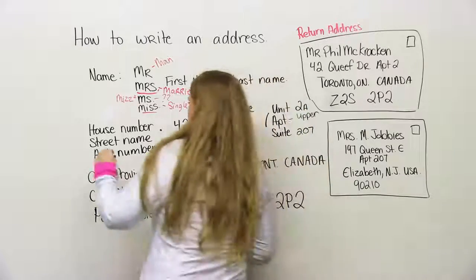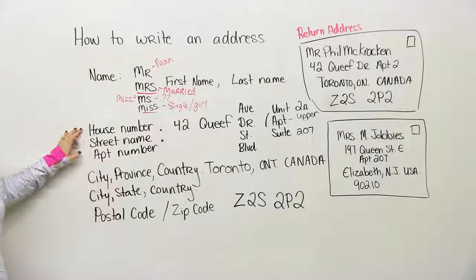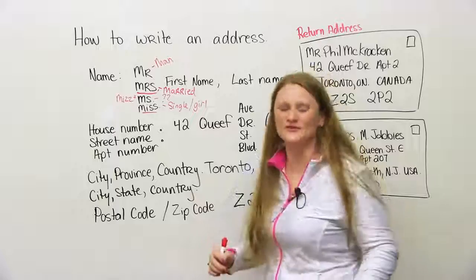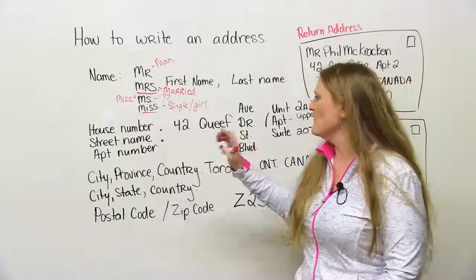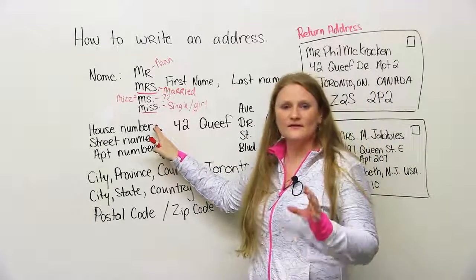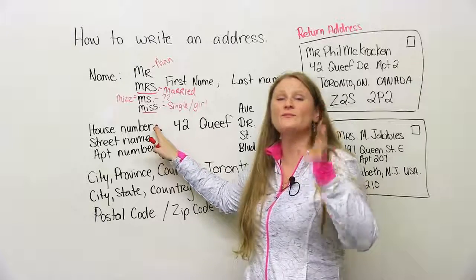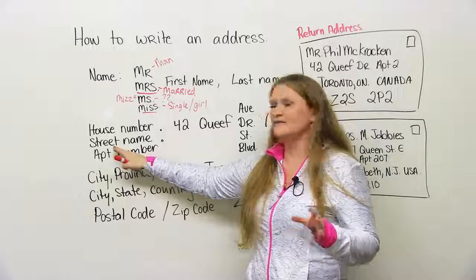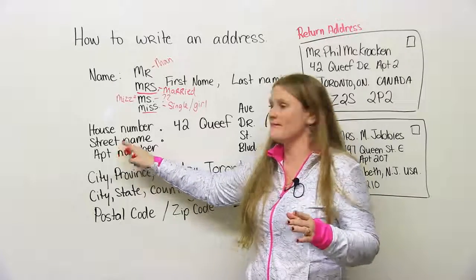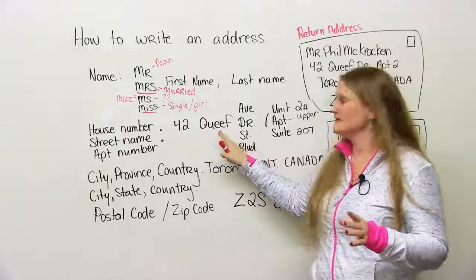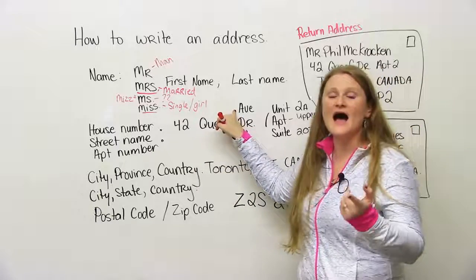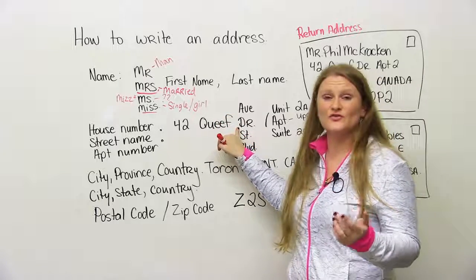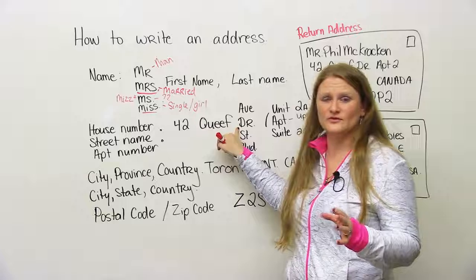Okay, so then what you're going to do is you need to know where the people live. Where do you live? What's your address? You need to get the person's address. So in Canada, we always write the person's house number or the building number. For example, 42. Then we have the name of the street that they live on. For example, Queef. Sometimes we have avenue, which is shortened to Ave. Sometimes we call a street a drive, which is shortened to Dr.